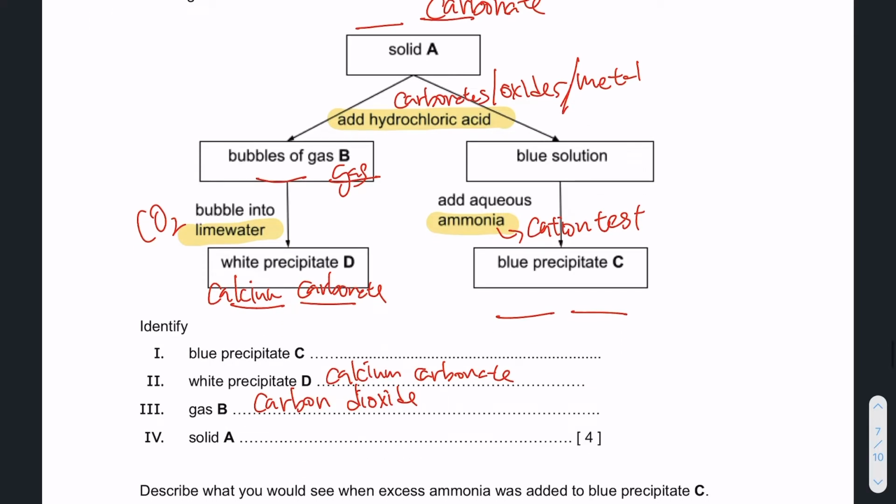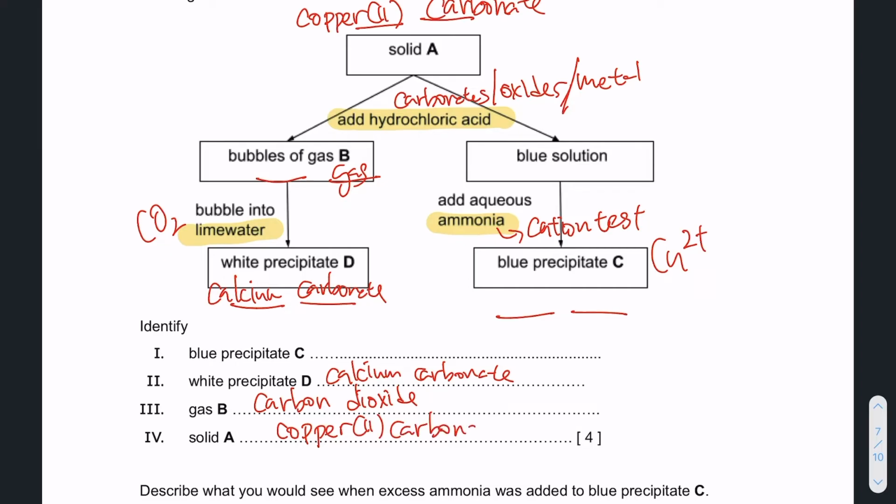Let's look at the next part. So we look at the test over here. And the test over here is a cation test that forms a blue precipitate. So we must think through all our cation tests again. And we know that a blue precipitate indicates the presence of copper 2+ ions. And this actually goes all the way back to solid A. So solid A contains copper 2 carbonate. So we write there copper 2 carbonate.